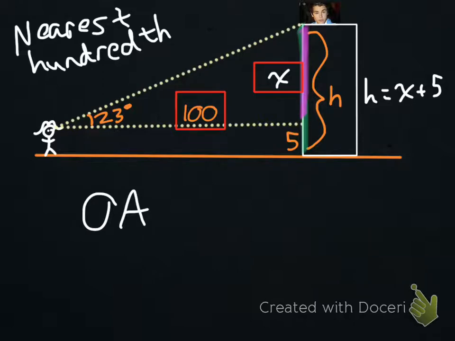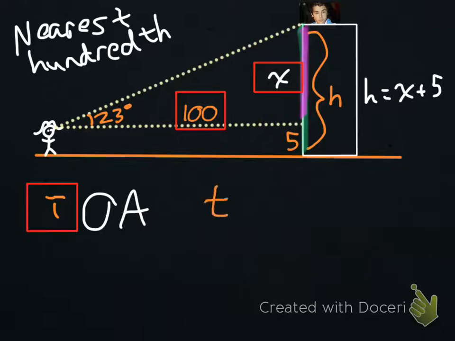So what fits into this blank space here? Is it the tangent, is it cosine, or is it sine? Hopefully you remember that it's TOA, right? So tangent is what we need because we're given the opposite and the adjacent. So let's set up the equation here.